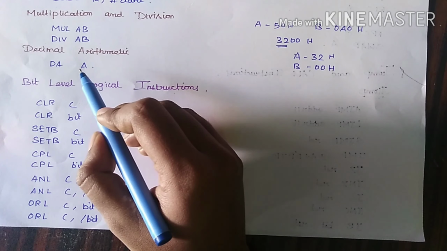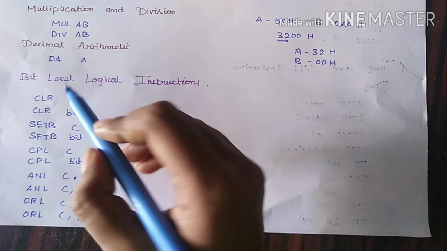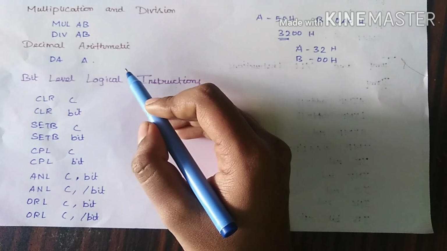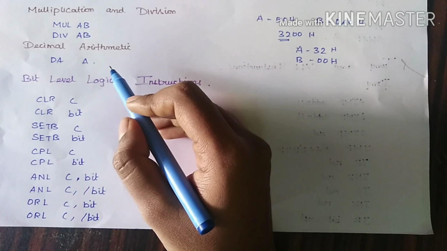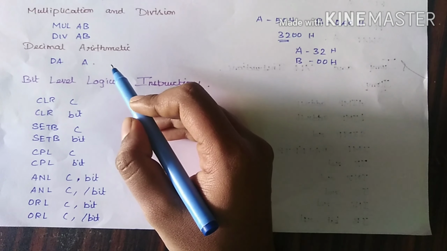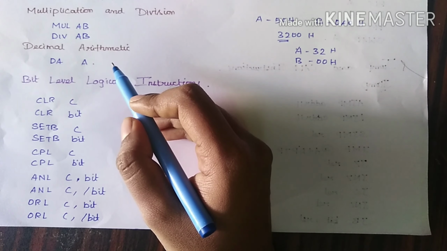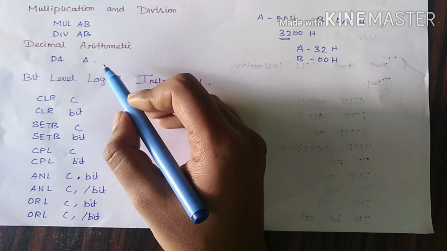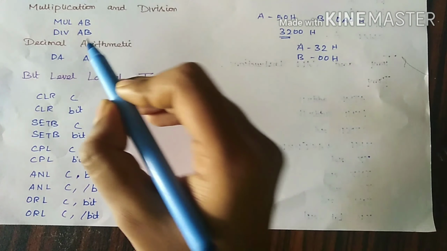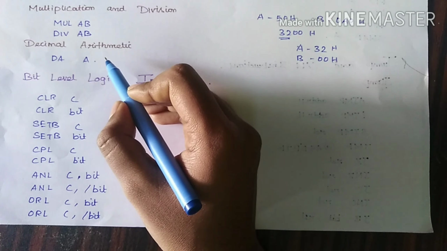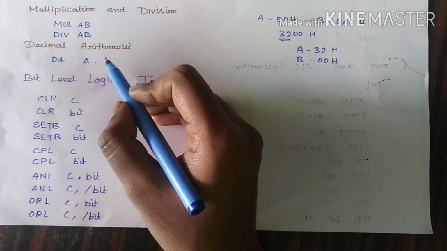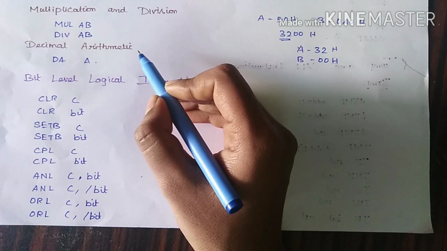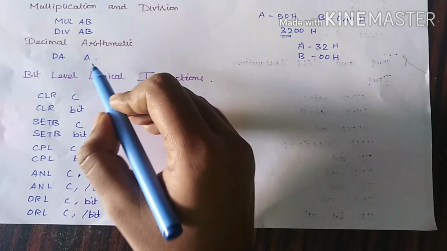It will check the result in the accumulator. That is, it will check the lower nibble, that is bits 0 to 3. If the lower nibble is greater than 9 or the auxiliary carry flag is set, then it will add the hexadecimal number 6 to the lower nibble. And it will check the higher nibble, that is from bit 4 to bit 7. If the higher nibble is greater than 9 or the carry flag is set, then it will add the number 06H to the higher nibble.